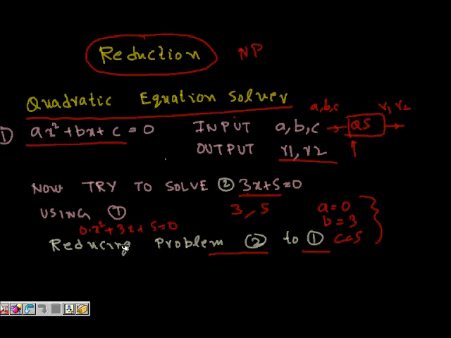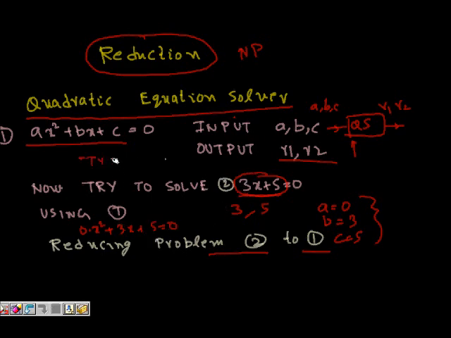So this is a kind of transformation. I already have a black box which can solve the problem of a quadratic equation, but I have to solve a linear equation. So I cannot directly feed the input; I have to transform the input of the linear equation to the input format of the quadratic equation. Then we can get the solution for the quadratic equation, and from there I will transform that output into the output of my linear equation.